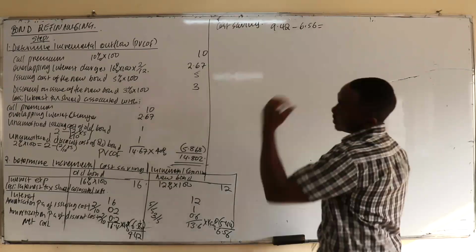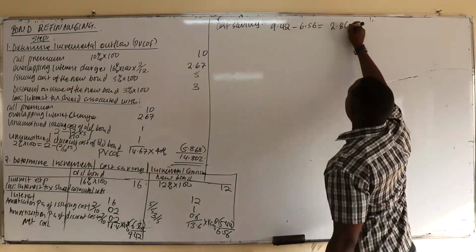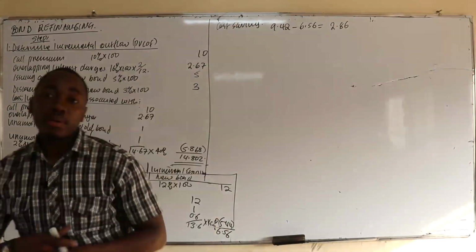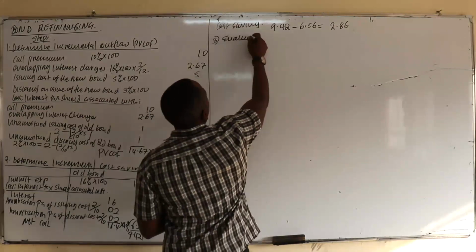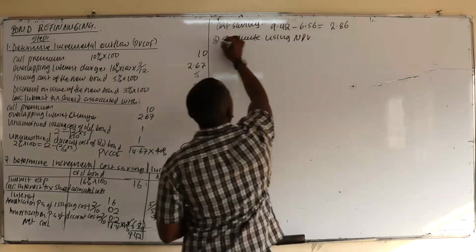6.56. You get an amount of 2 point... Yeah, this is what you'll be saving per annum. Then step number 3 was you evaluate using what? You evaluate using NPV. How do we compute NPV?